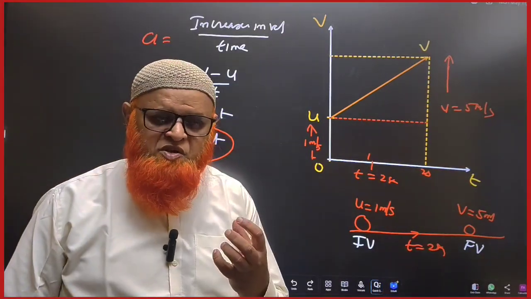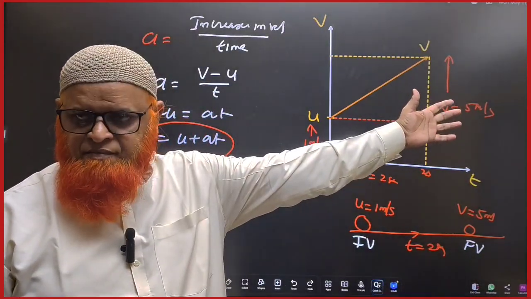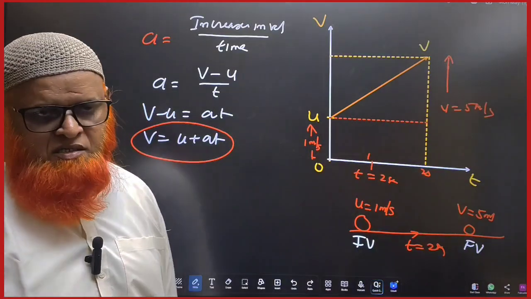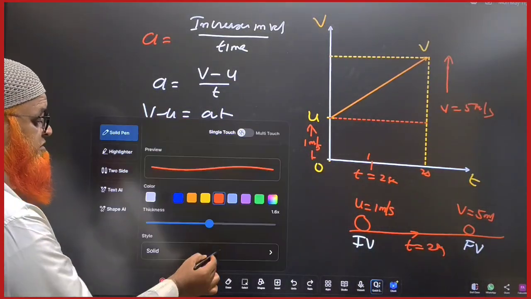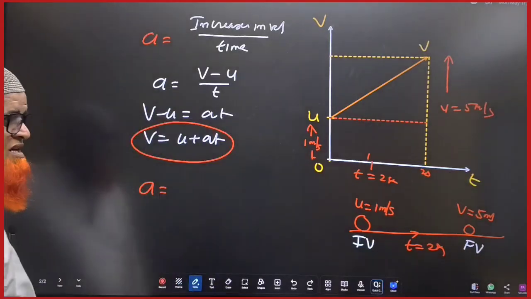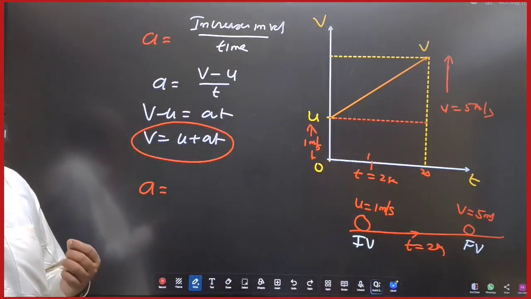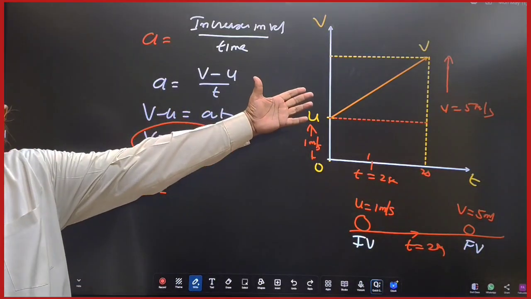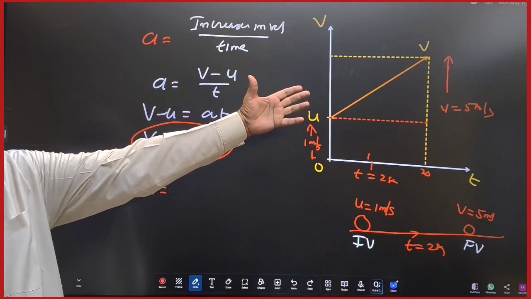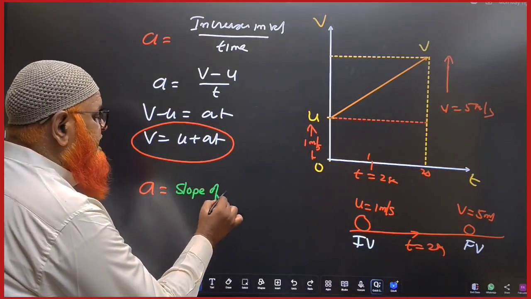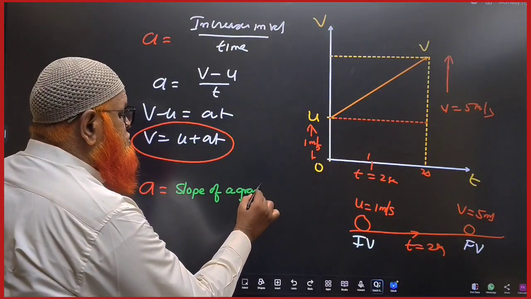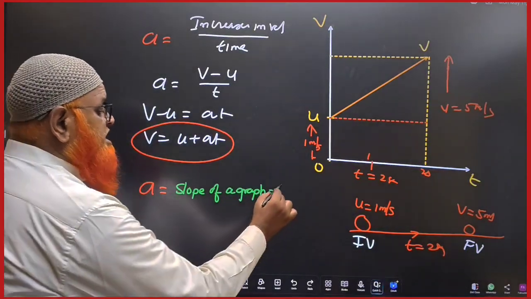Can you derive this equation of motion by seeing this graph? Yes, you can do that. Okay, so what is acceleration in terms of graphs? It's a very simple thing: if you find the slope of the graph, acceleration is nothing but the slope of a graph. And what is the meaning of slope here?